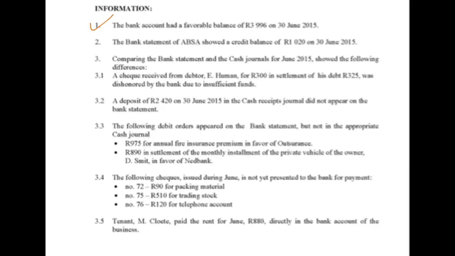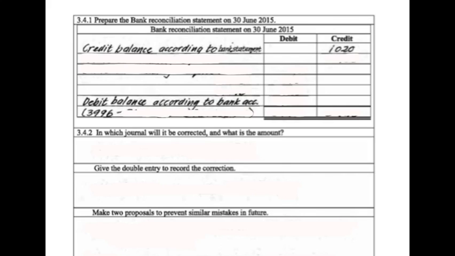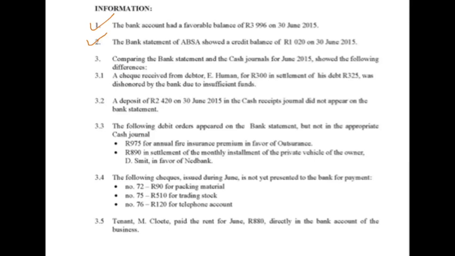Number 2, the bank statement of ABSA showed a credit balance of 1,020 on the 30th of June 2015. So credit balance shows that it is favorable. So we put it into our bank reconciliation statement on the credit side. Credit balance according to bank statement, 1,020 Rand.